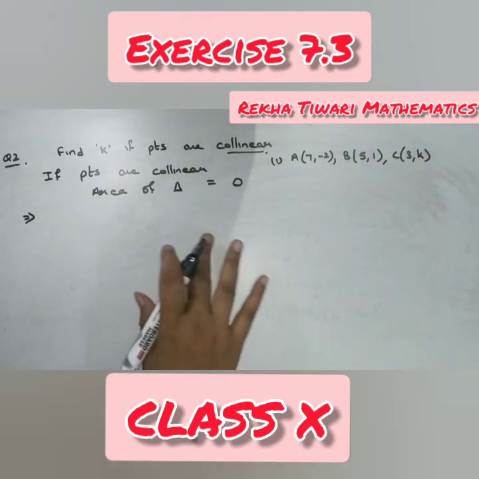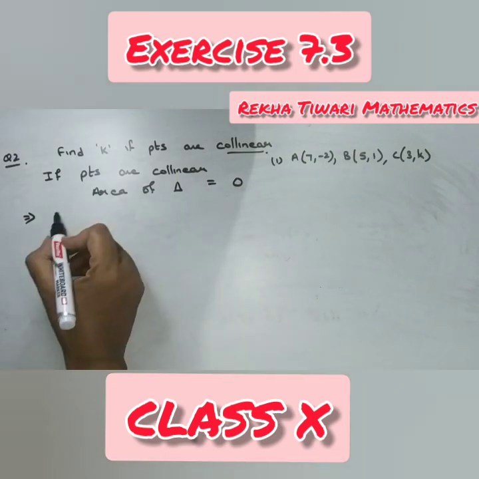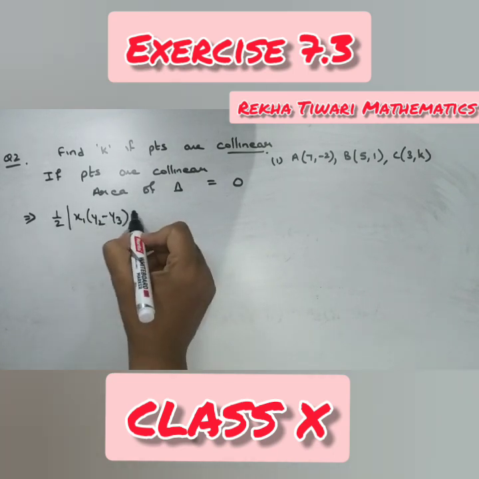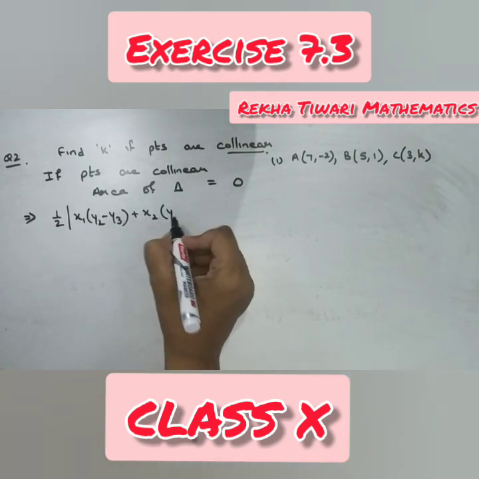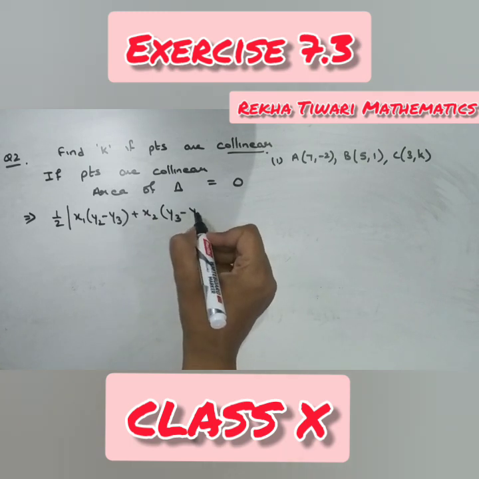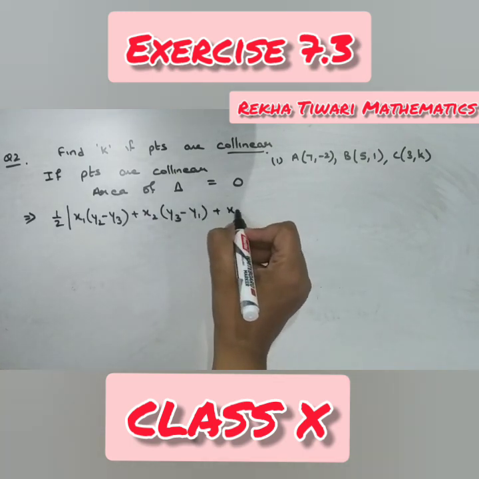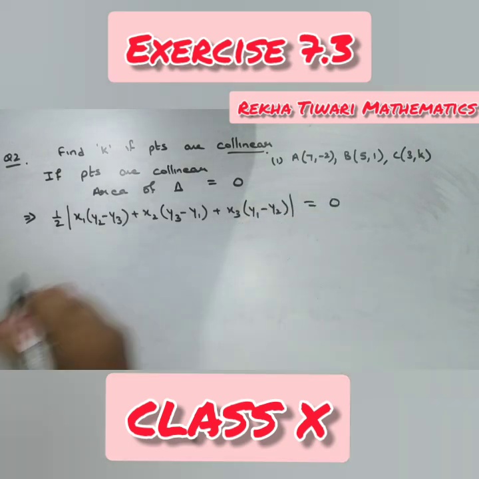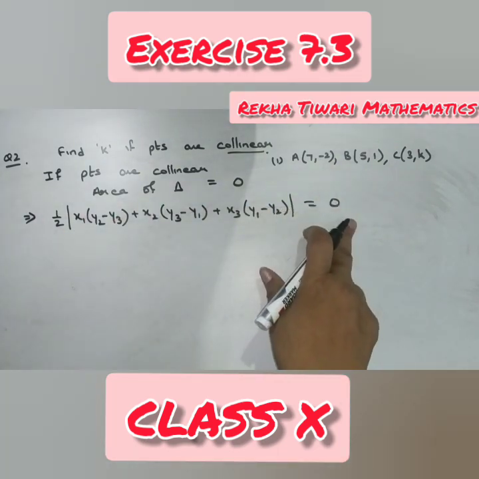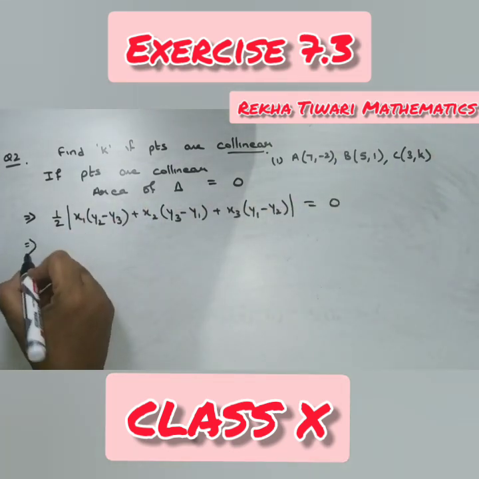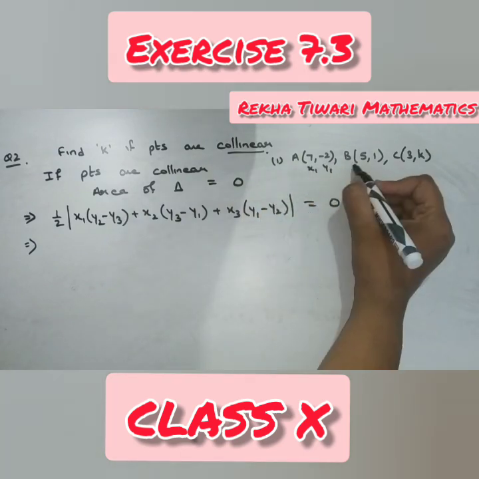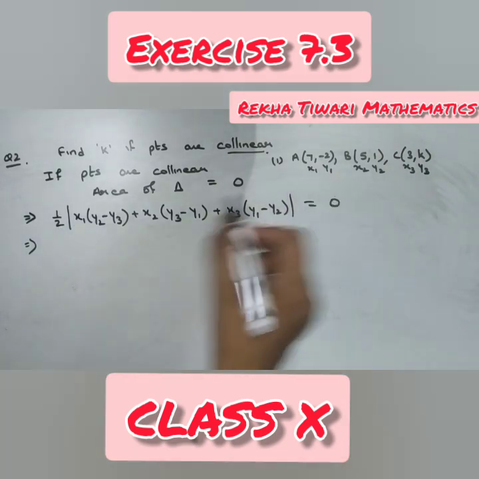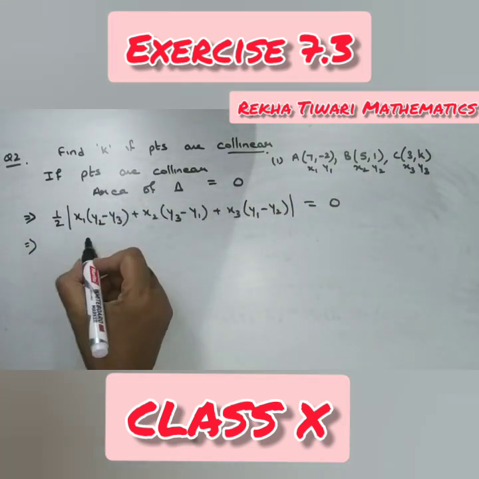And these 3 points are collinear. So I have written that the area of the triangle is 0. Write down the formula: half mod of x1(y2 - y3) + x2(y3 - y1) + x3(y1 - y2) is equal to 0. You can shift this to that side, directly it becomes 0. So just put down the values. This is x1 y1, x2 y2, x3 y3. So just remove this half and write down the values directly.